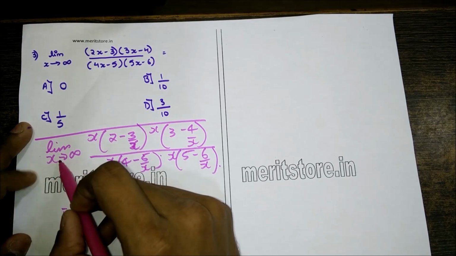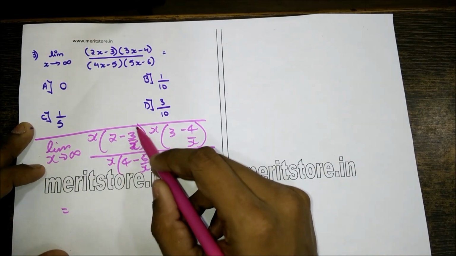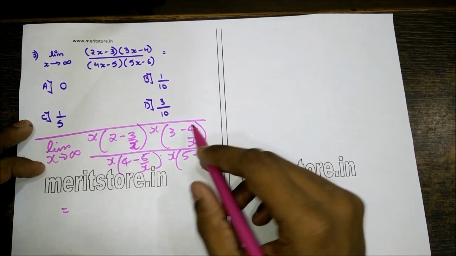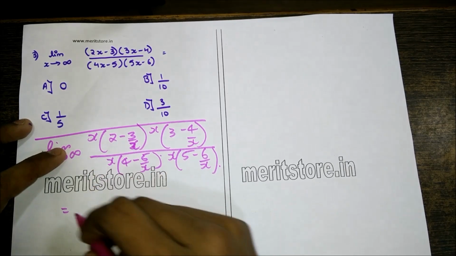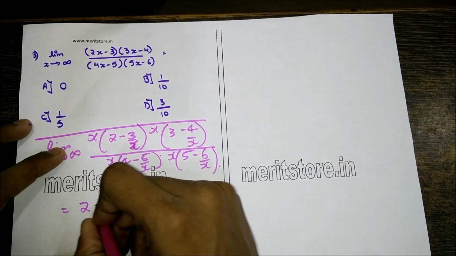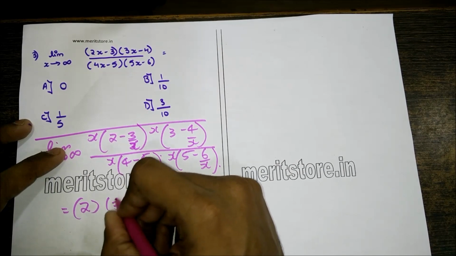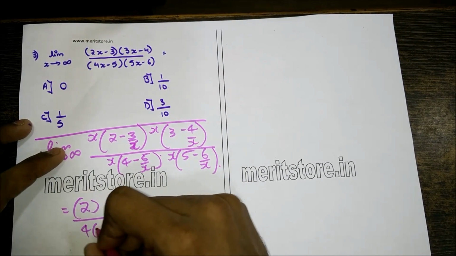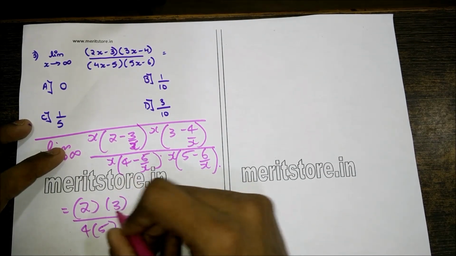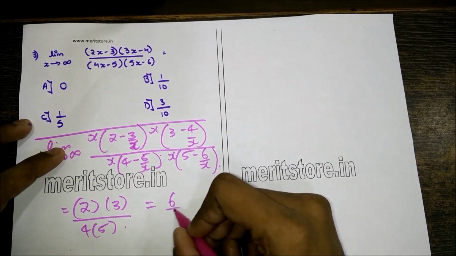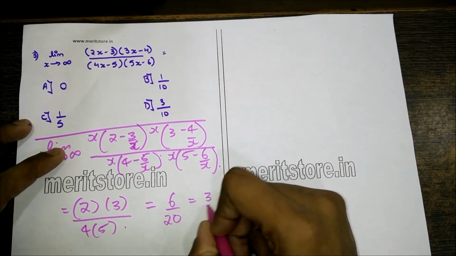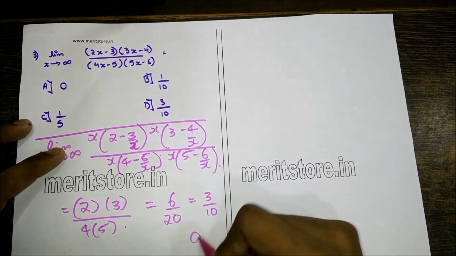Now we apply the limit of x tends to infinity and the terms with 1 by x turn to 0. So we are left with 2 into 3 upon 4 into 5. That is 6 by 20, which is 3 by 10. Option D.